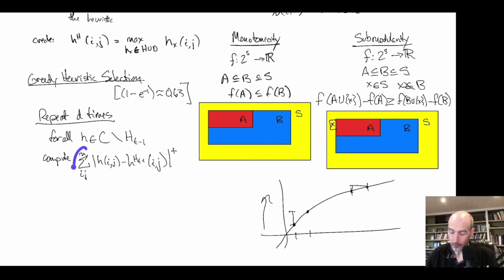So we're looking at all pairs of states in the state space. How much would this heuristic improve? Because in the end, I'm going to take the max. So I want to know essentially how much this heuristic improves over what I have already, and I'm going to add that up. And so I'm going to choose, and what I'm going to do is add greedily.